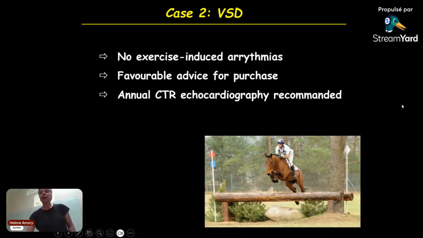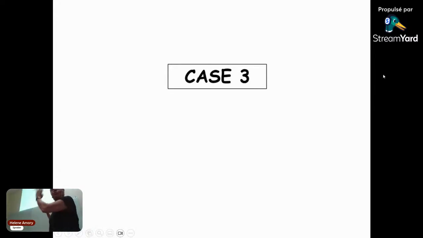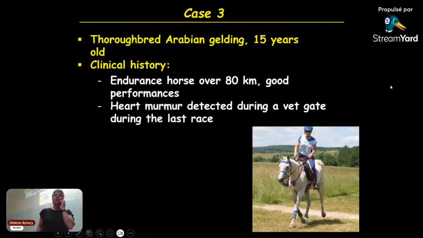And now we suggested to do a control echocardiography yearly, but after, you don't know if they are going to do it or not. And the price of the horse they have to discuss between the seller and the buyer. Okay, it's not your problem. You just give an advice and that's it. Question, comments? No? Okay. Case 3. Still alive? Continue?